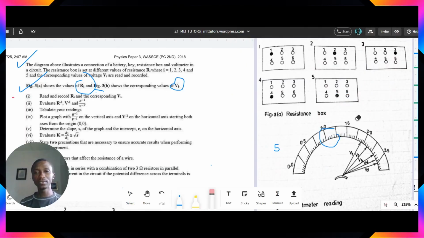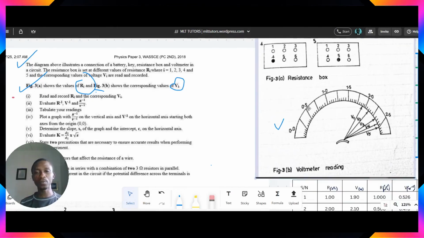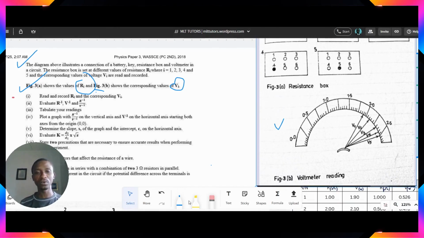Actually, this is figure 3A, and here are the values of the resistance. Scrolling that up, we still have figure 3B as well, that gives the corresponding value of the voltage, and here is figure 3B. Okay, good, we are now good to go. So the next task is to start the question.